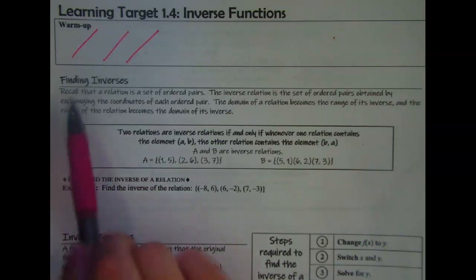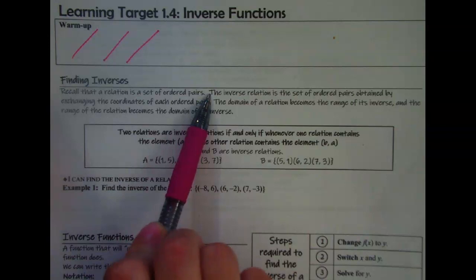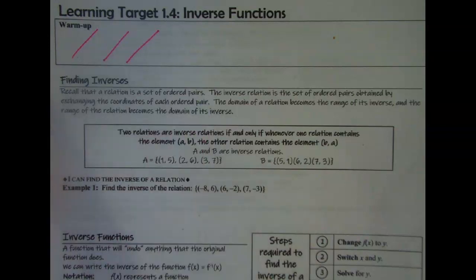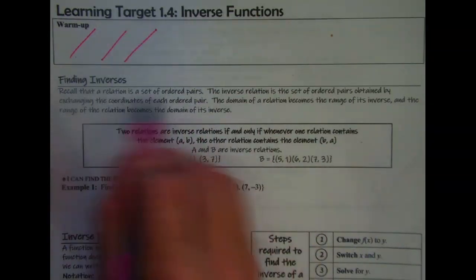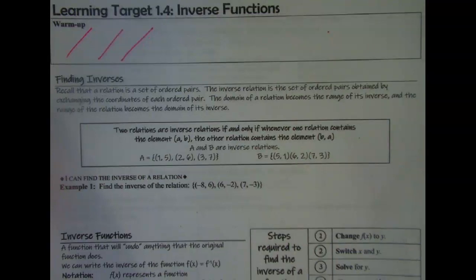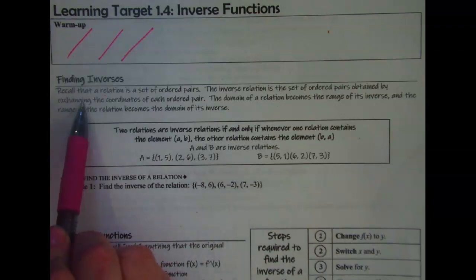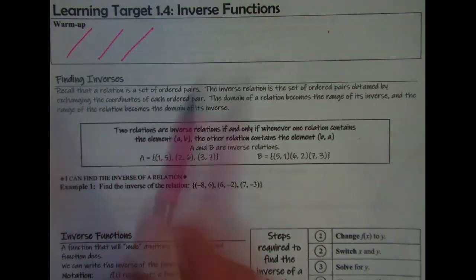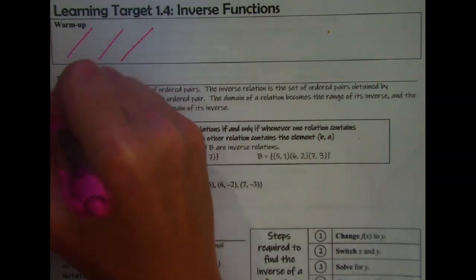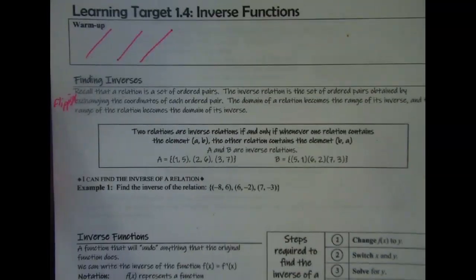So let's jump right into finding inverses. If you recall, a relation is a set of ordered pairs. We need to know that in order to find inverse functions. The inverse relation is the set of ordered pairs that we get by exchanging, or flipping, the coordinates of each ordered pair. So we flip the x and the y. Makes a little more sense.